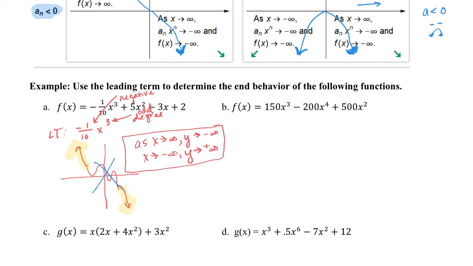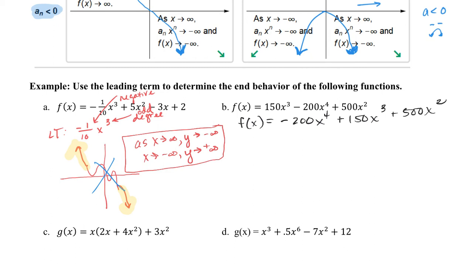F of x equals 150 x cubed minus 200 x to the fourth plus 500 x squared. Now the first thing I need to do here is write this in standard form. And standard form is highest degree first. So negative 200 x to the fourth plus 150 x cubed plus 500 x squared.